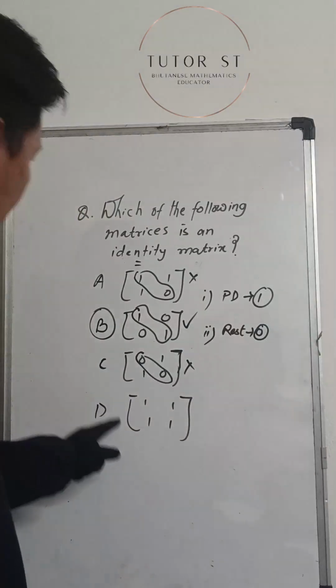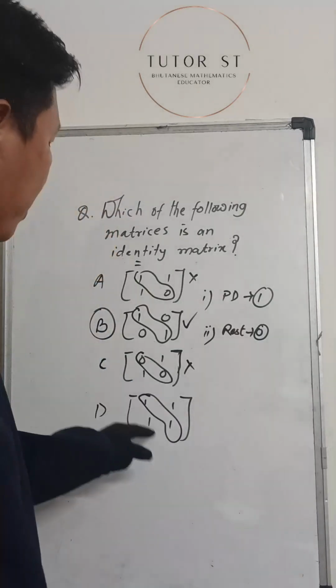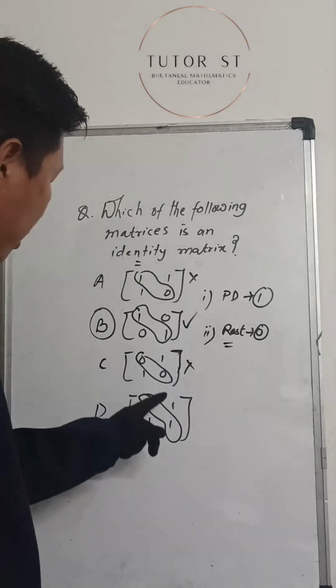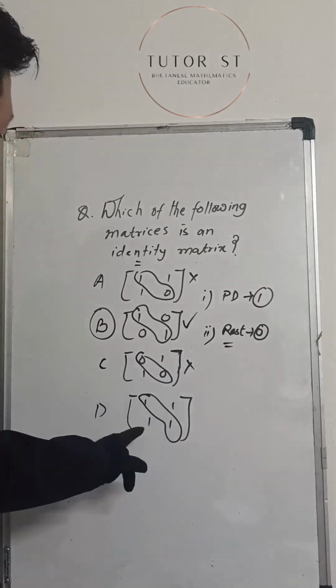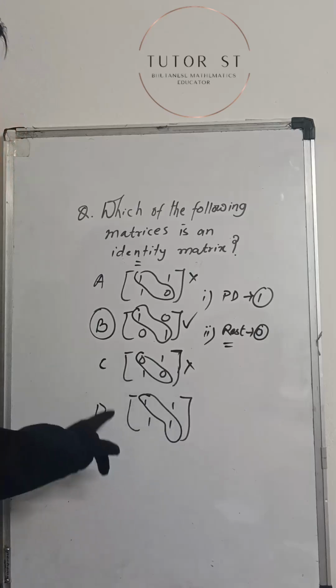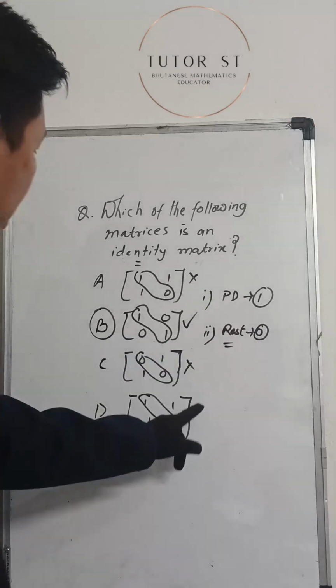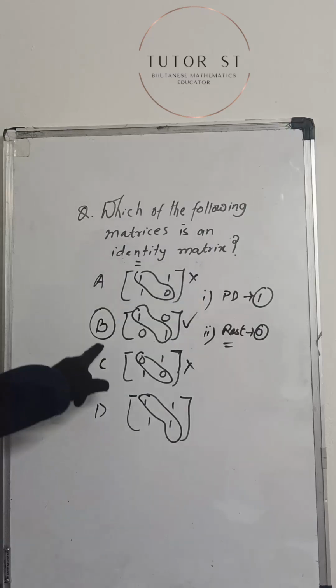Now, if I go to the fourth one, the very first condition is satisfied. All the elements along the principal diagonal are 1. However, if you look at all the elements which are not along the principal diagonal, they are not 0. Therefore, this matrix does not satisfy the second condition. This is also not an identity matrix. Correct option is option B.